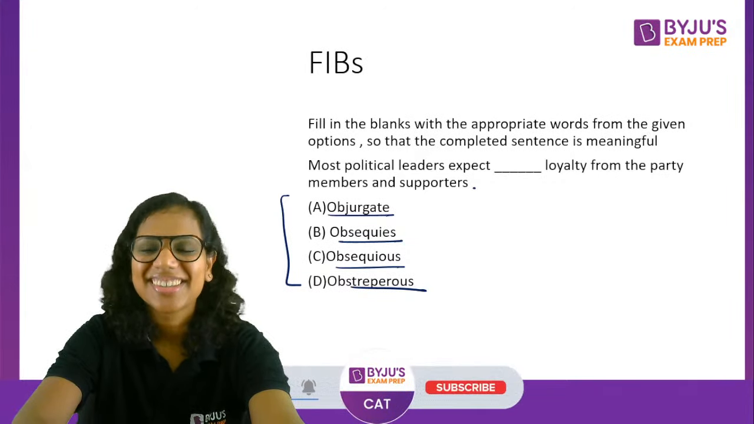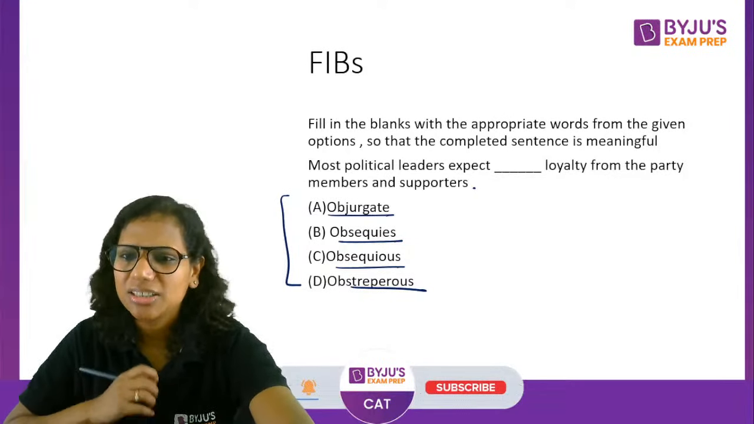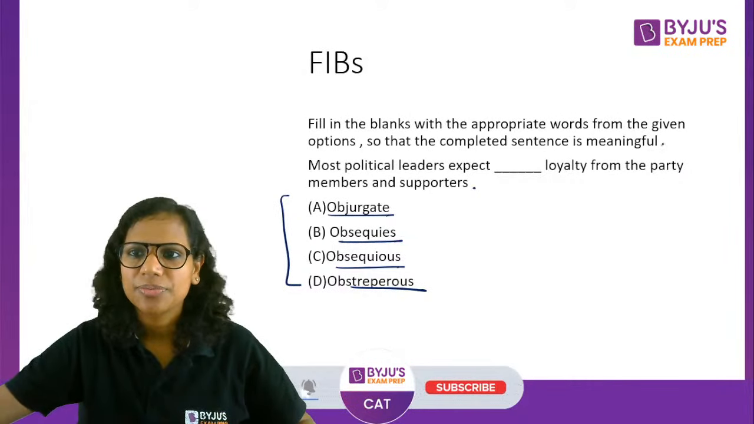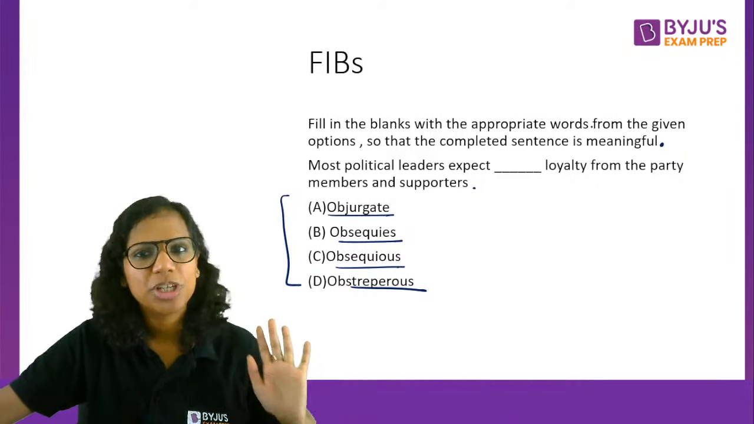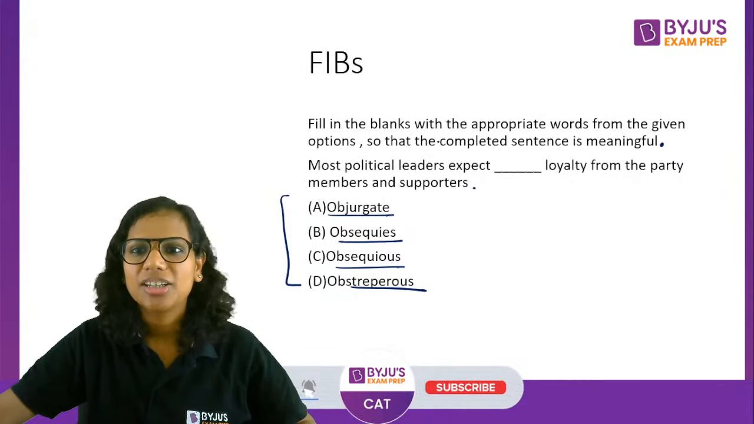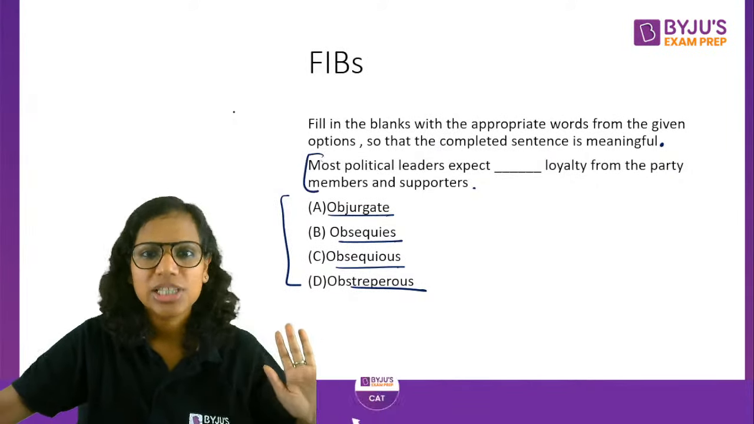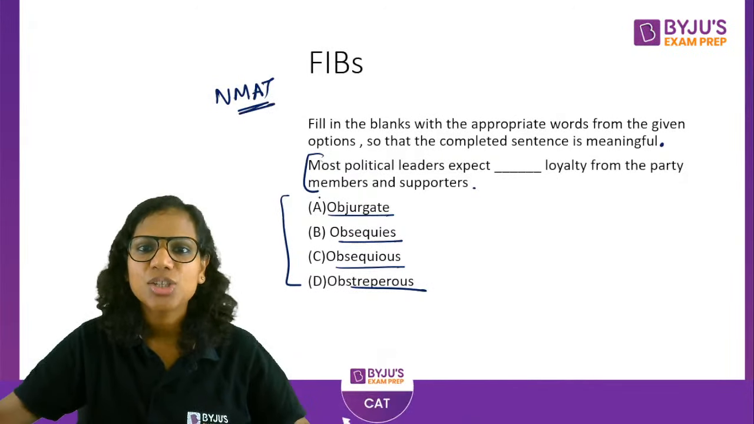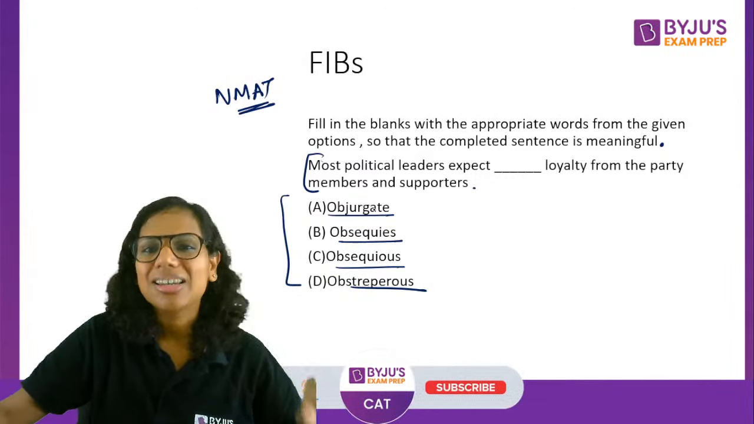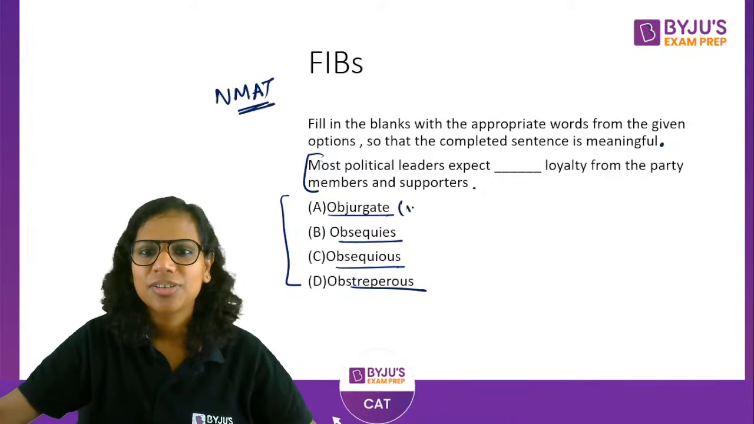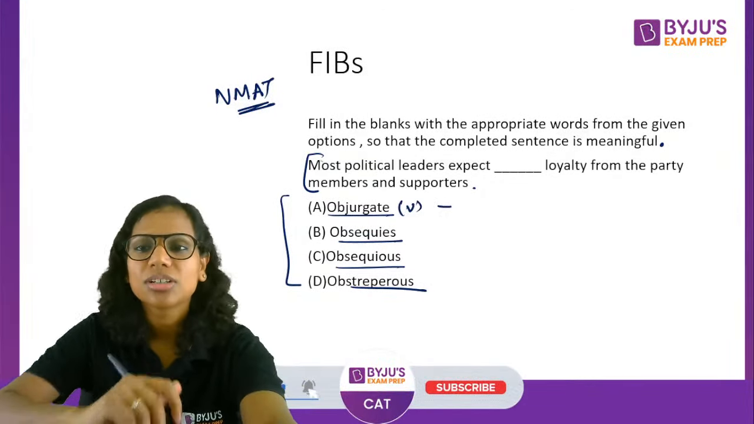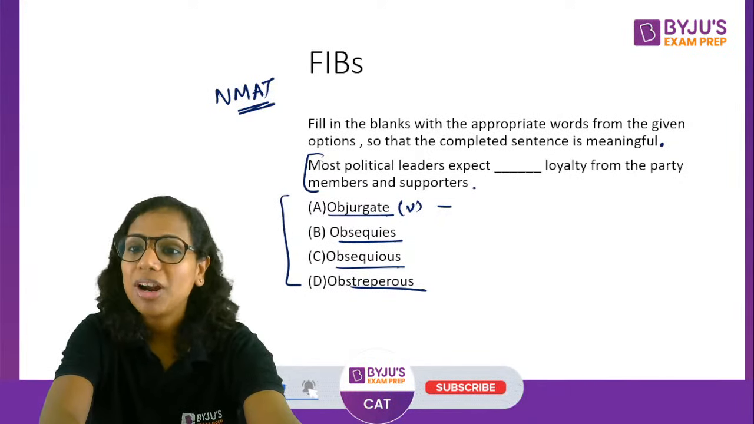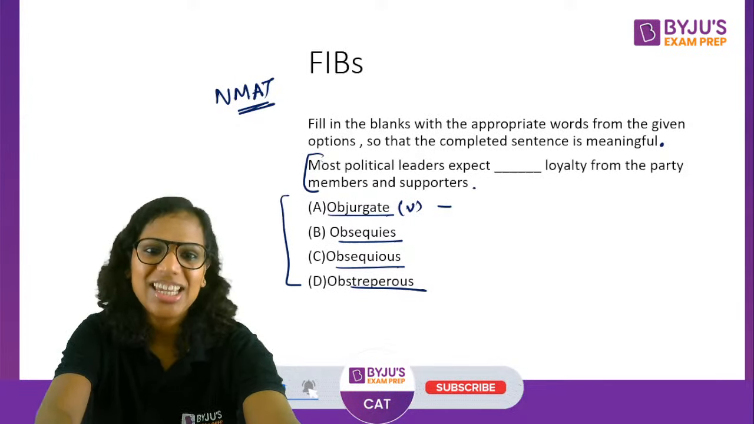C, okay. Good. Others, do we agree with Sony? She's answered the fastest. Fill in the blanks with the appropriate words, okay? And you want to have a meaningful sentence. So this is a very NMAT style question. So objurgate, the R is on the silent side here. To objurgate someone is to scold someone, to rebuke someone, to reprimand someone, to chide someone, right?